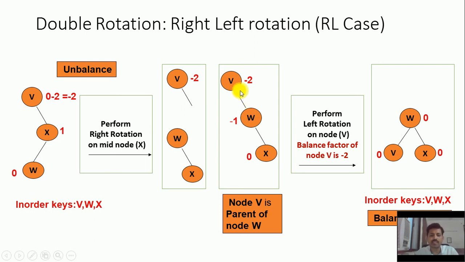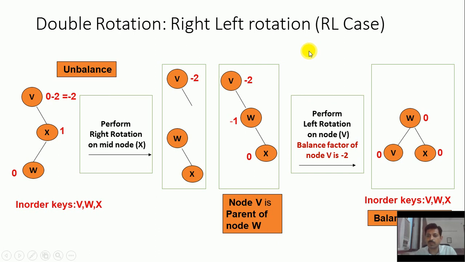We can see that for node V the balance factor is -2. So -2 means we have to perform left rotation at node V. So node V becomes left child of its right child W. V is placed in the left side here.